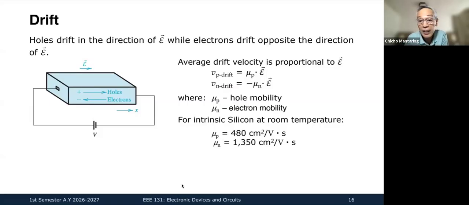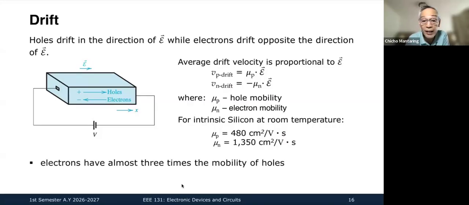For holes at room temperature, for intrinsic silicon, that's 480 centimeters squared per volt second. Yung V is volt. And for electrons, it's 1,350 centimeters squared per volt second. Notice that electrons are much more mobile than holes. In fact, we say that electrons have 2.5 times the mobility of holes, almost 3 times the mobility of holes.